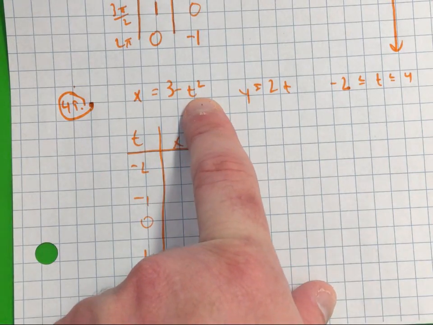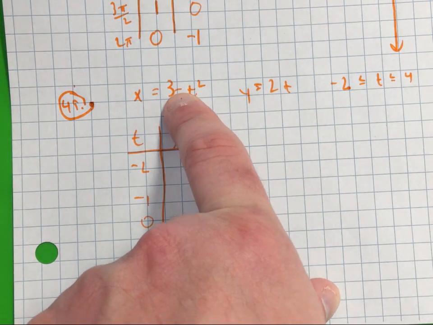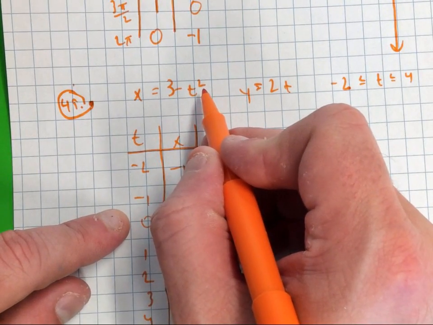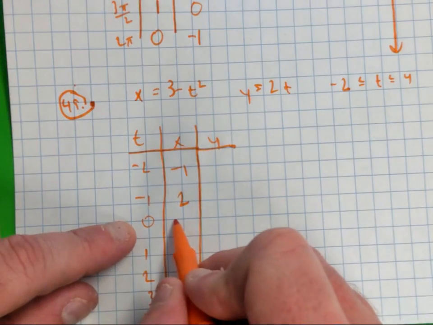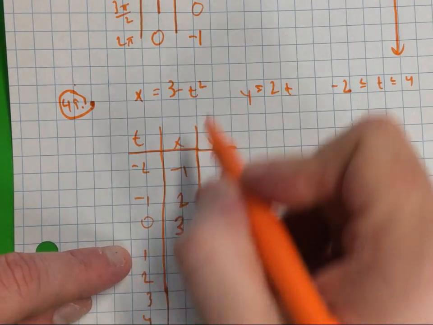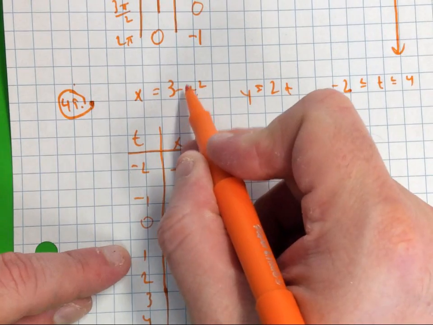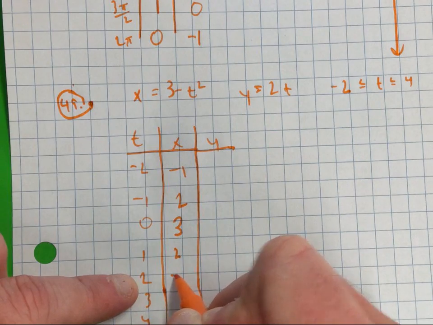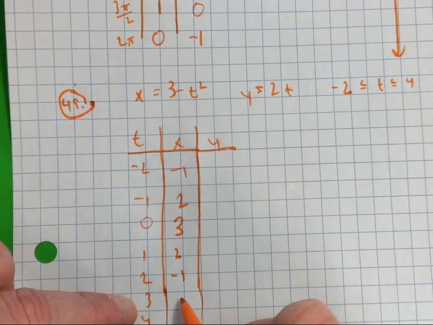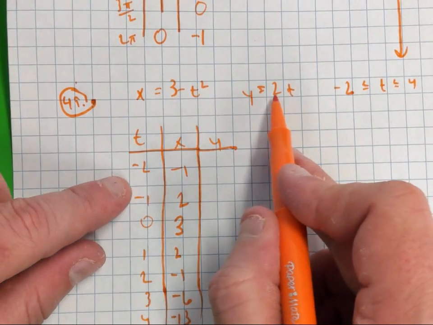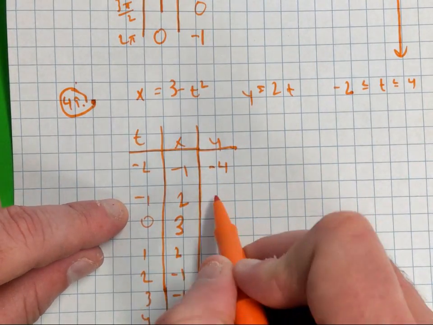Negative 2 squared is what? 4. But there's a negative, so that's going to be 3 minus 4, isn't it? Yep. So negative 1. Negative 1 squared is what? 1. 3 minus 1 is going to be? 2. 0 squared is 0. What's that going to give me? 3. Plug 1 in. 1 squared is? There's a negative sign in front, so 3 minus 1 is? 2 squared is? 3 minus 4 is? 3 squared is? 3 minus 9 is? 4 squared is? 3 minus 16 is? Good job, guys. 2 times negative 2 is? Let's go down the line. What's the next one?